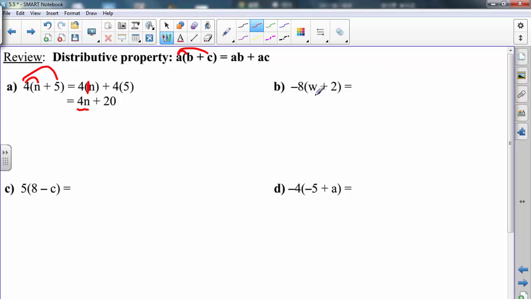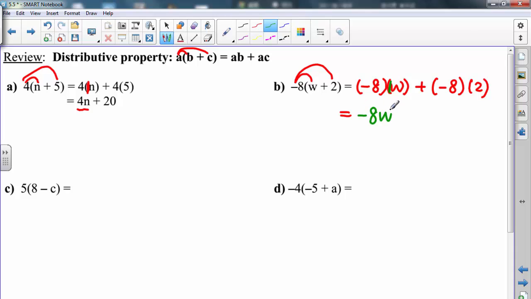So let's try the second one. Negative 8 times brackets w plus 2. I distribute negative 8 into the brackets for each term. So I will get negative 8 times w plus negative 8 times 2. Negative 8 times w. Negative 8 times 1w times 1. It's negative 8w. Plus negative 8 times 2.